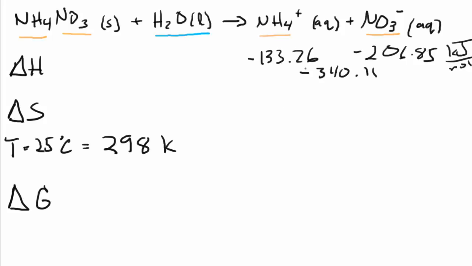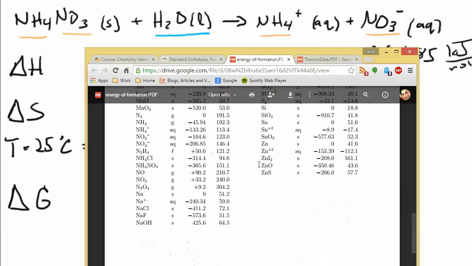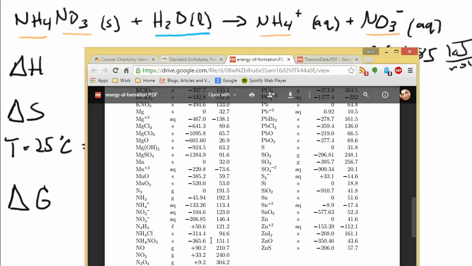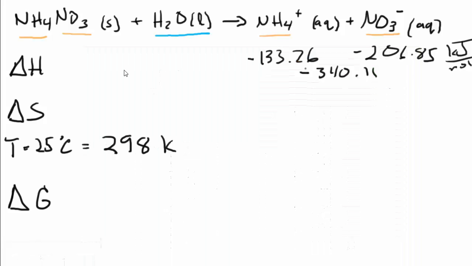All right, so now we have one more thing we have to find. We have to find the ammonium nitrate. So let me pull that table back up. There it goes. So let's see. Right here. Negative 365.6. Okay, so negative 365.6. And there again, there's just 1 mole of that, so we don't have to multiply it.